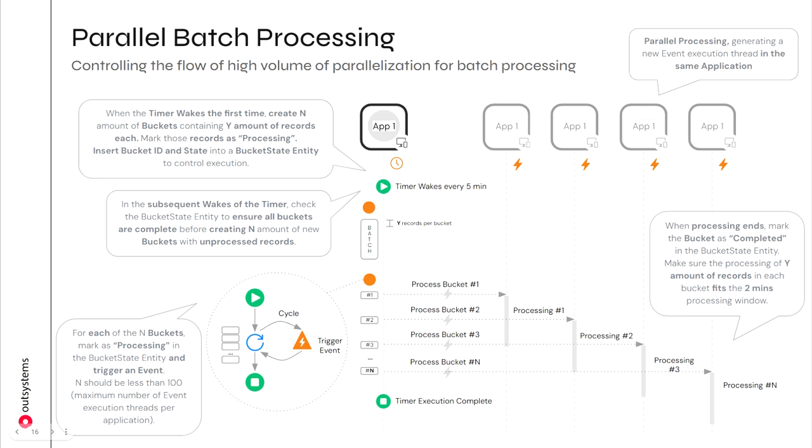This consumer can use events internally to process the buckets of data until all the required steps have been completed. Then it can mark the buckets that have been fully processed as completed and continue processing the remaining data until completion. The rules of events mentioned previously, such as the 2-minute processing window and the maximum of 100 event execution threads, are still enforced. So in order to successfully implement this approach, your buckets should be limited to 100 or less to avoid exceptions from overloading the event queues.